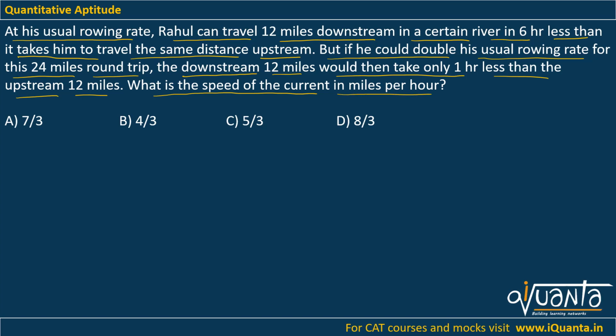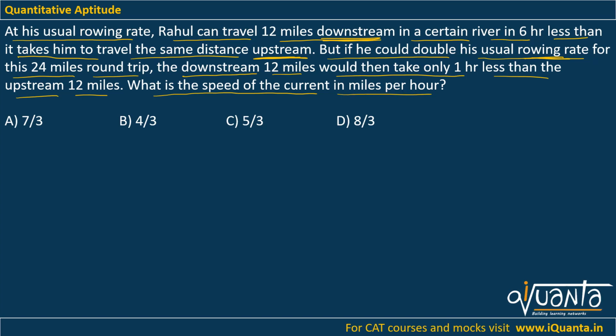So I hope you are aware of the terms downstream, upstream, speed of the current, and rowing rate. What is rowing rate? It is nothing but the speed of the boat. What is speed of the current? It is nothing but the speed of the stream. Downstream means when the boat and the stream are flowing in the same direction. Upstream is when the boat and the stream are going in opposite directions.